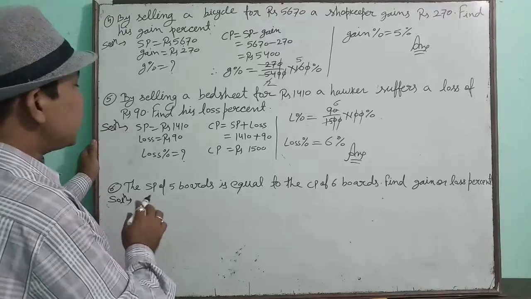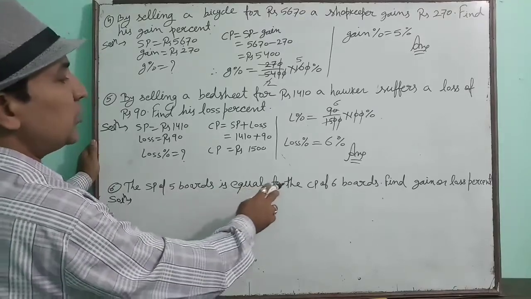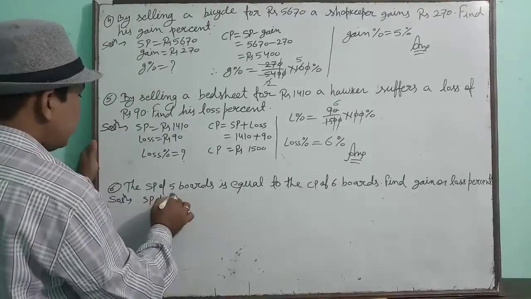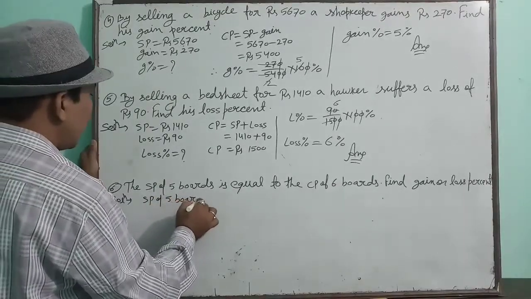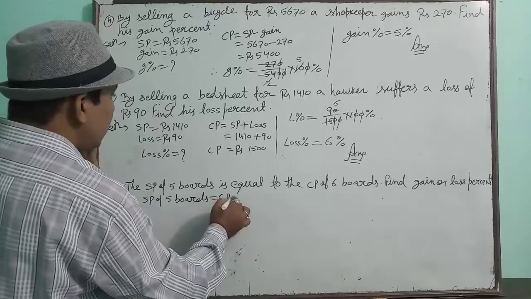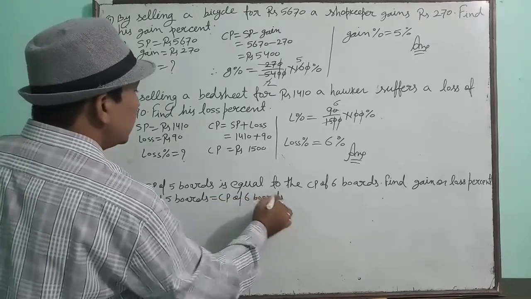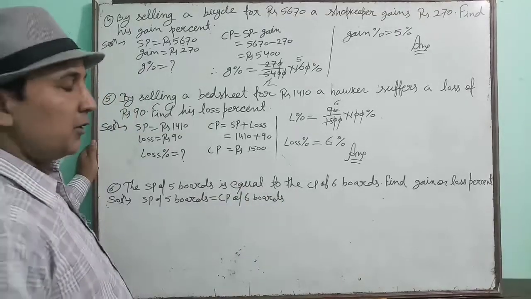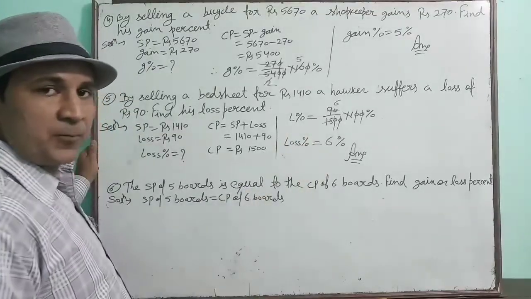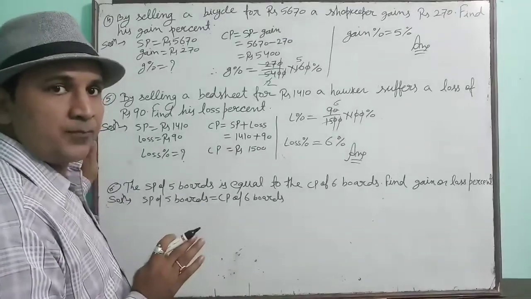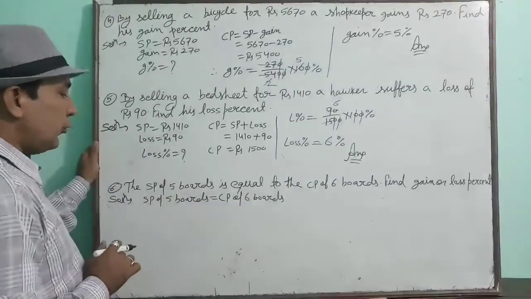The selling price of 5 boards is equal to the cost price of 6 boards. This is given in the question. Now we have to find gain or loss percent. That means we do not know there is gain or loss. Okay, so see how to do.